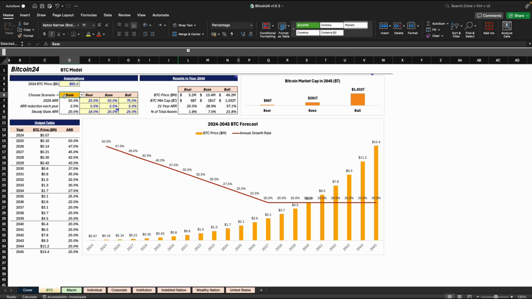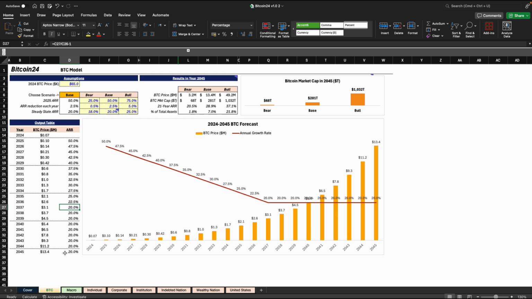And you can see here, we are choosing the base scenario, and these are the outputs of it. So if we go by the base scenario, we start the year at $0.07 million, or $65,000, it's a rounded number. We end up in 2045 at $13.4 million. So this is what Saylor talked about in his talk during the Bitcoin Nashville conference, that by 2045, Bitcoin price will be $13.4 million. It's based on this ARR, which starts at 50%, with a reduction of 2.5% every year, until we reach a steady rate in 2037 of 20%, and then we stay at 20% until 2045.